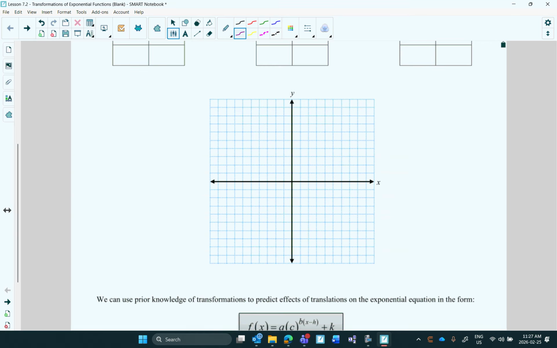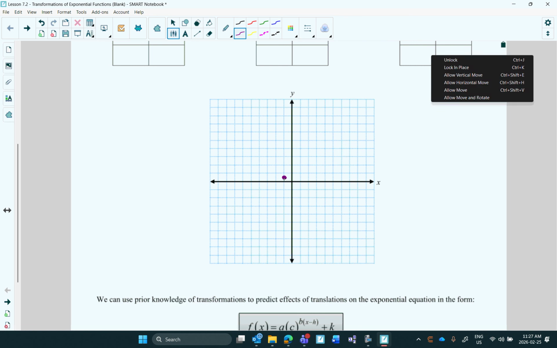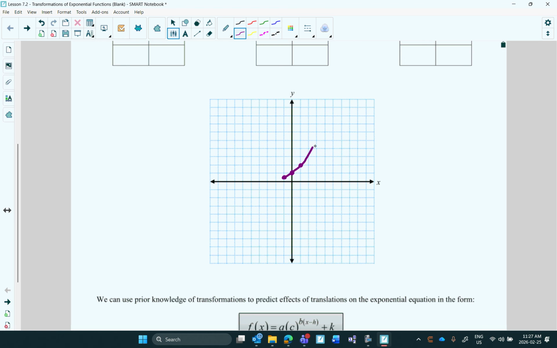So to graph it, -1 is 1/2. 0 is 1, which it always is in any exponential function, and 1 is 2. And we see it takes a curve. How do I sketch the curve on the left? How do I sketch it accurately?